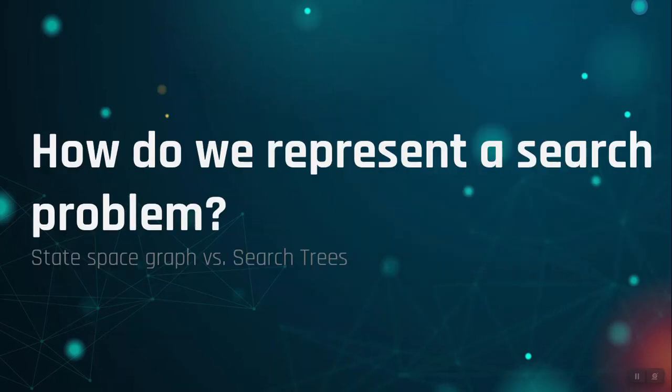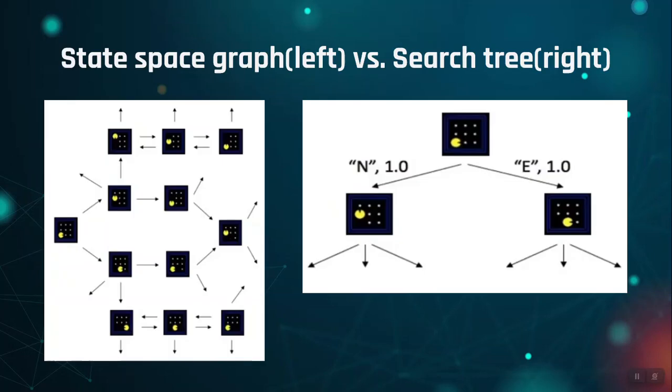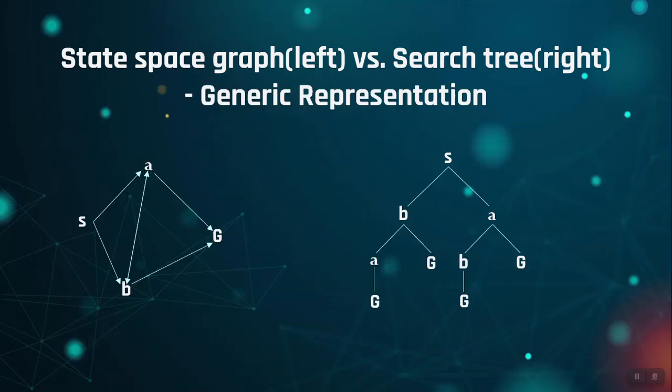So how do we represent search problems? Given those components, how do we visualize a search? There are two possible approaches to visualizing a search problem. One is through a state space graph. We've seen this last time. The nodes in a state space graph are the configurations of our environment. The arrows lead to the possible successor states. Next is through search trees.